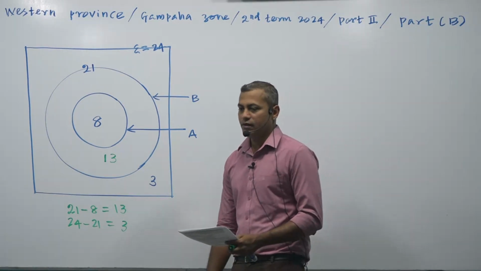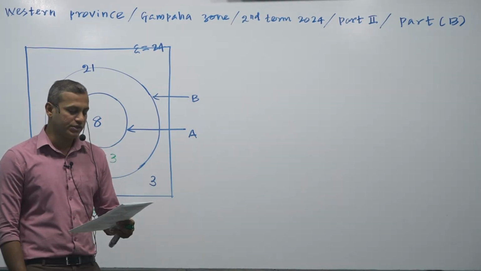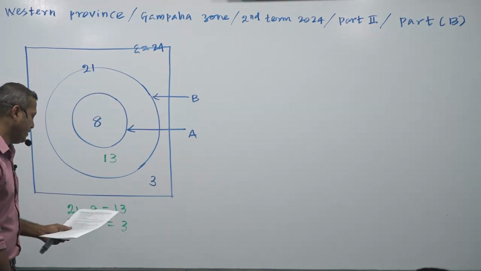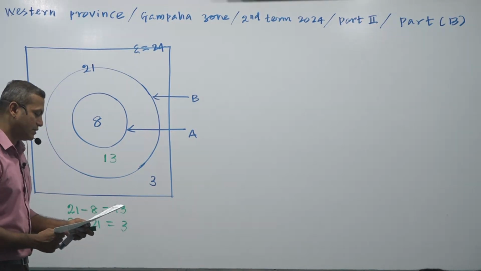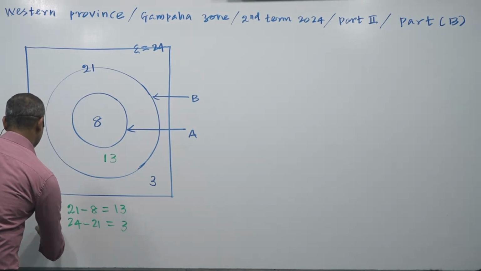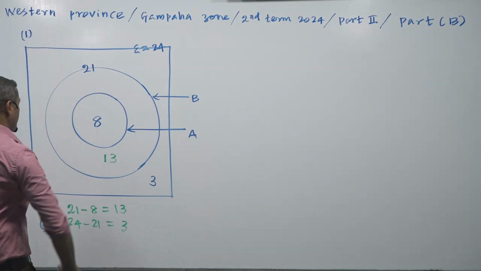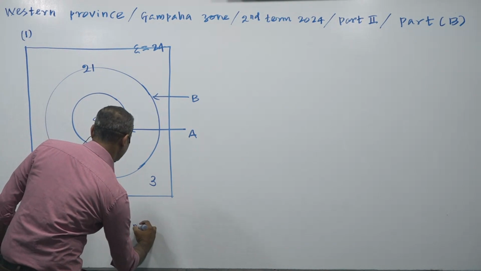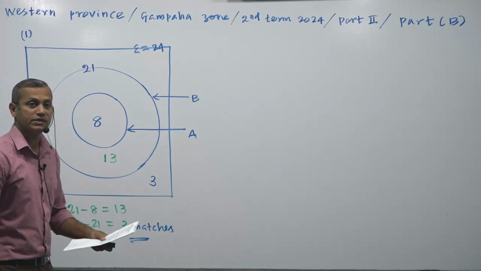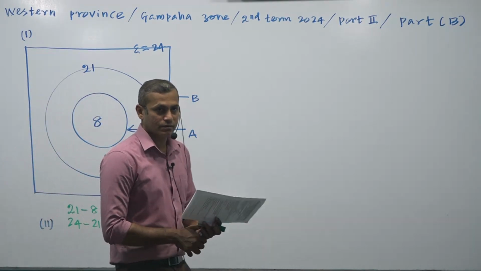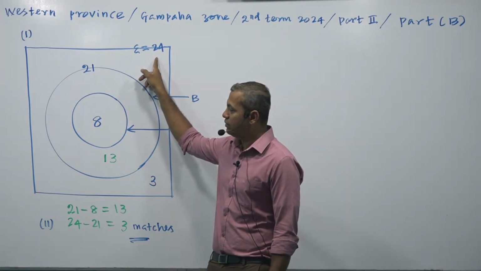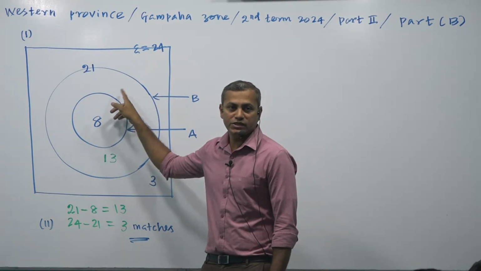Right. Try to answer the second part. How many matches has he scored 100 runs or more? 3 matches. This is the second part. 3 matches. This is the first part. You need to understand. Altogether, how many matches did he play? 24. Did you understand how I drew these two, one inside another?